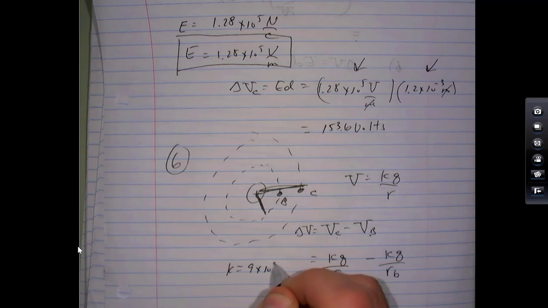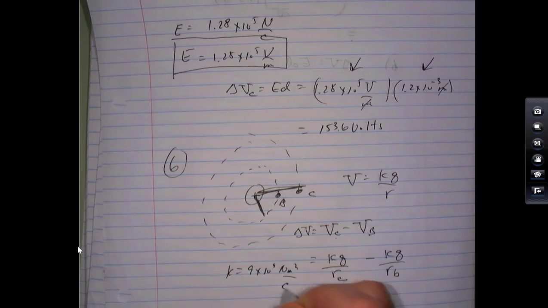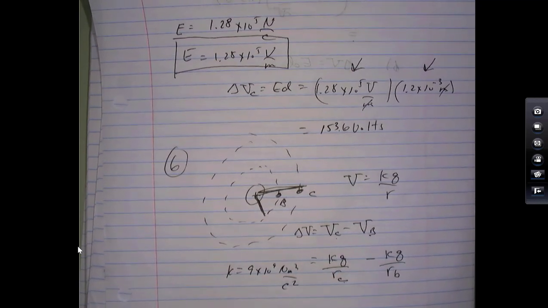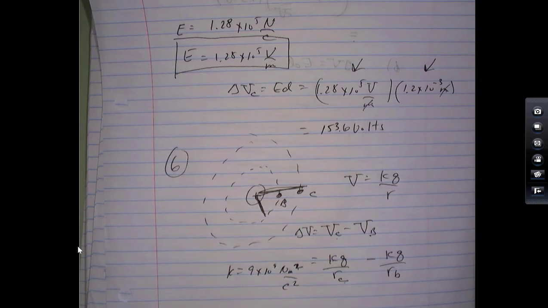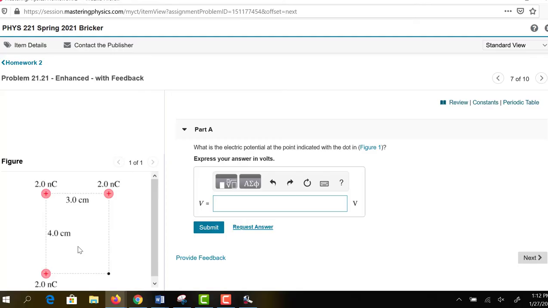K is the constant that you've seen before. Just to remind you, 9 times 10 to the 9th newton meters squared over coulomb squared. That's a squared, believe it or not. Okay, not too bad. So just for a point charge, you have a potential difference around a point charge. Let's look at the next one.